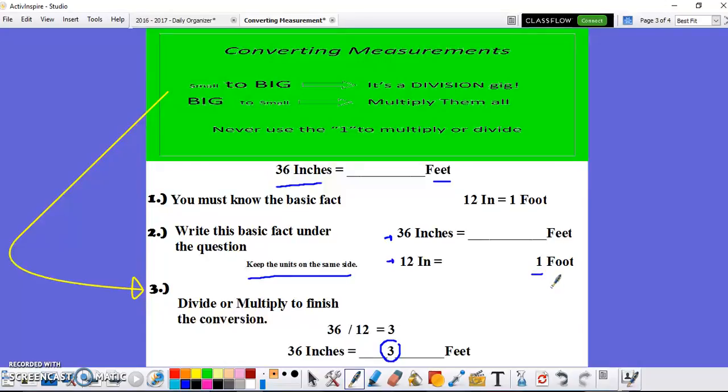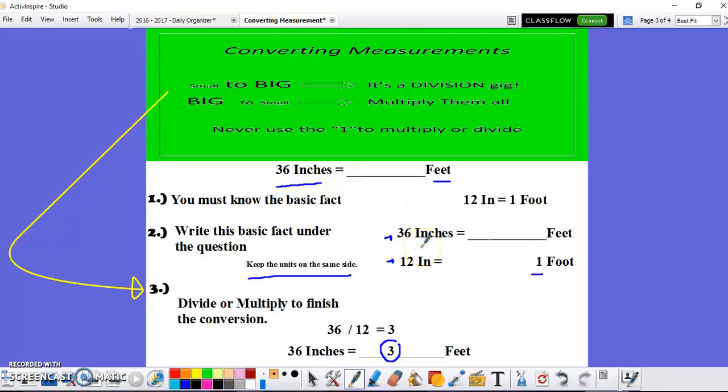Now, whether you see it or not, we've actually set ourselves up for a division problem. And that's step 3, divide or multiply to finish. This is where the little bit of the rhyme comes into play. If it were small to big, it's a division gig. In other words, if I'm going from a small unit to a larger unit, then I would divide. And in this case, that's exactly what I'm doing.